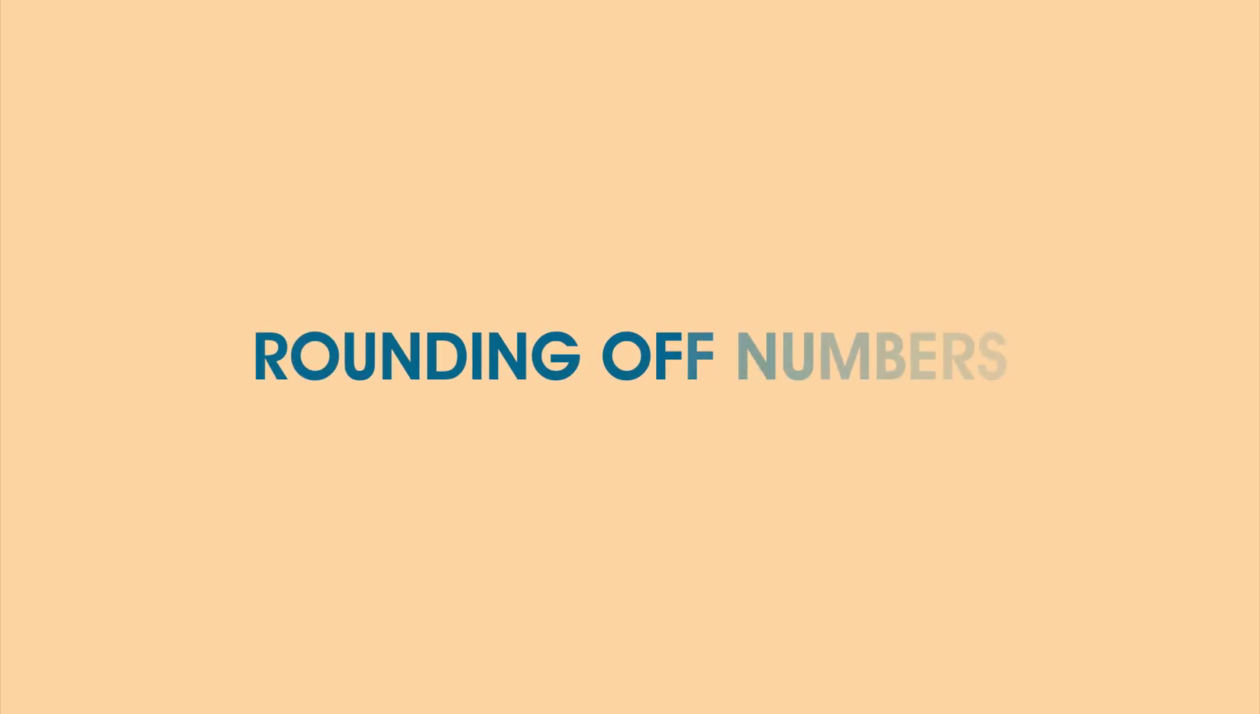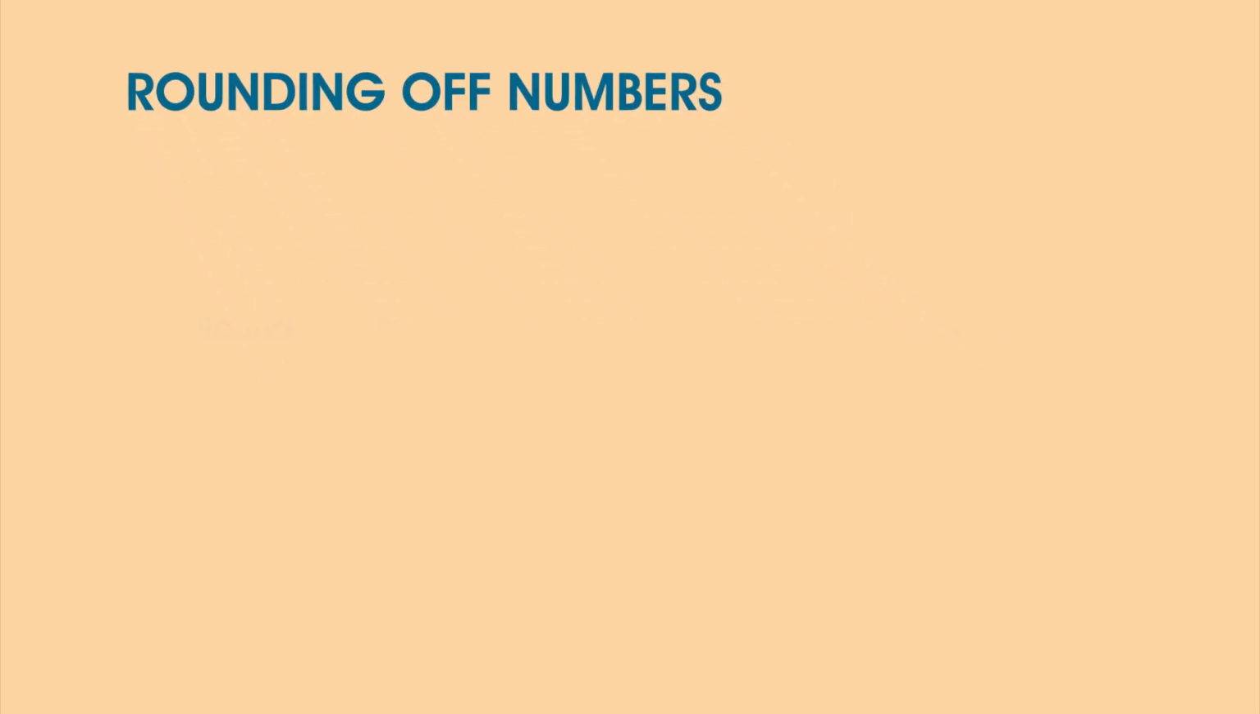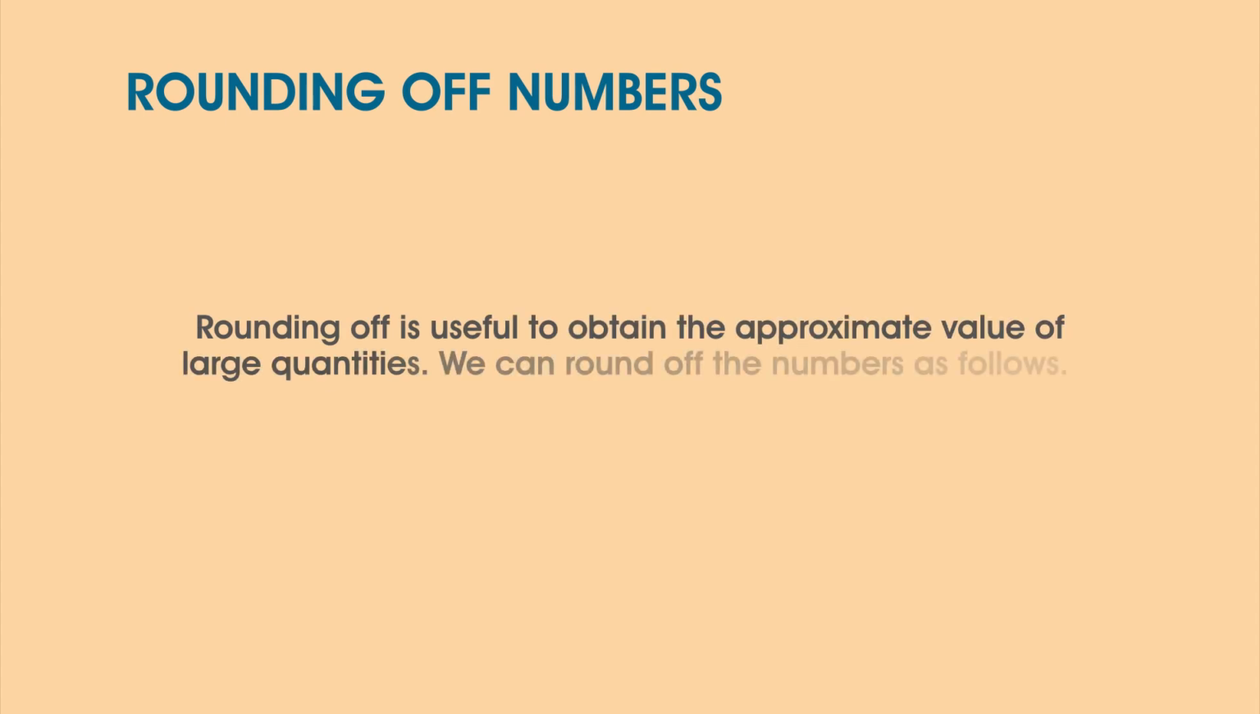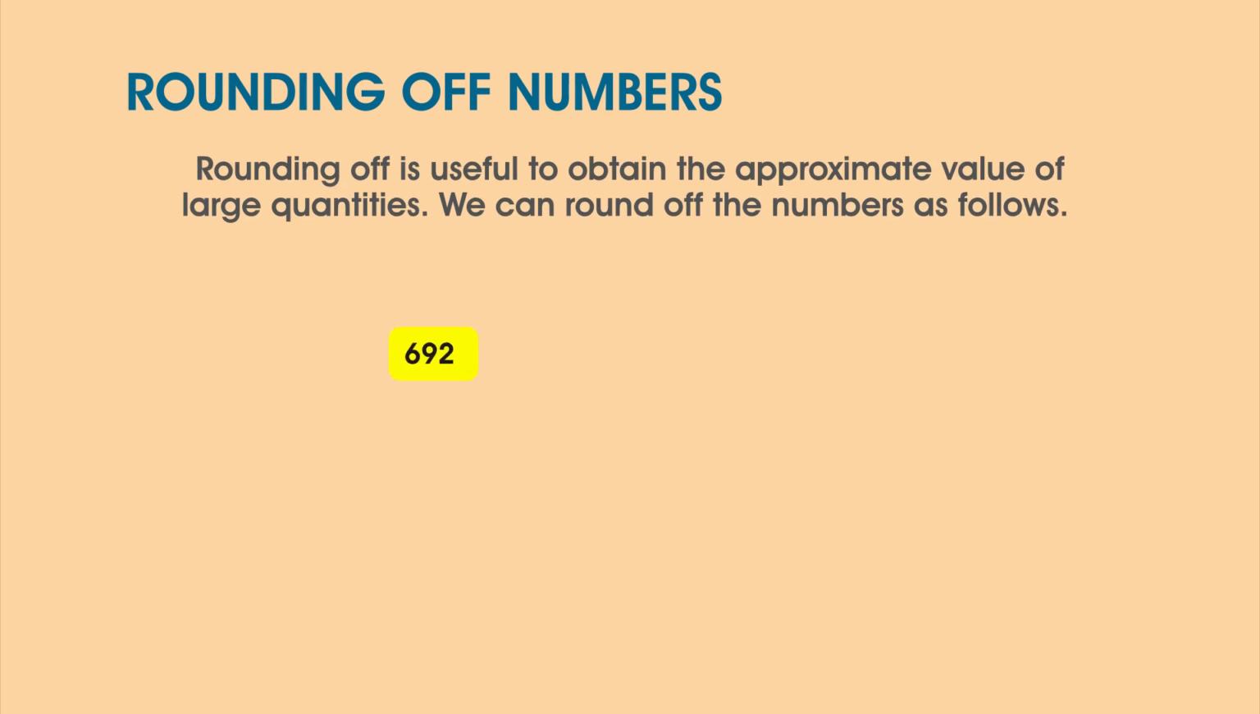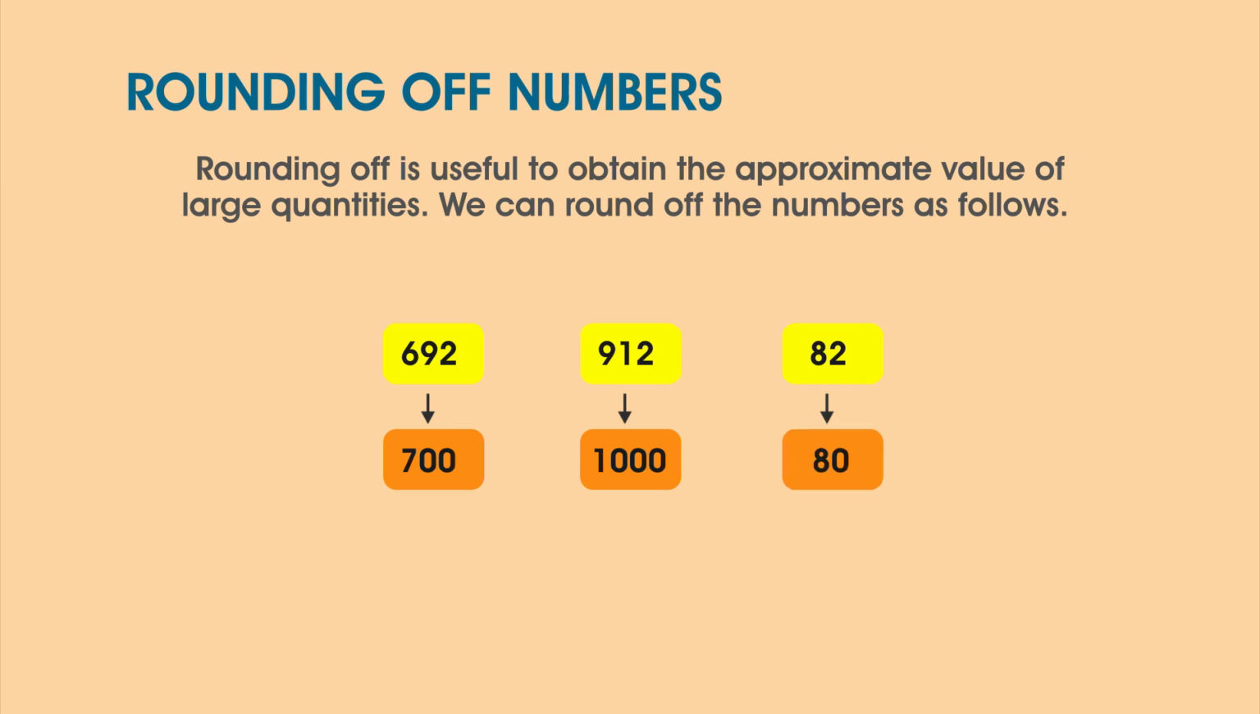Rounding off numbers. Rounding off is useful to obtain the approximate value of large quantities. We can round off the numbers as follows: 692 to 700, 912 to 1000, 82 to 80. Let us see how we can do this rounding off.